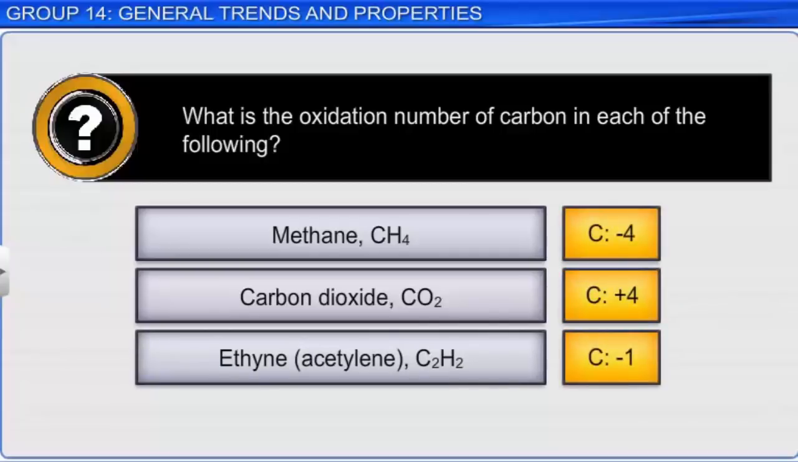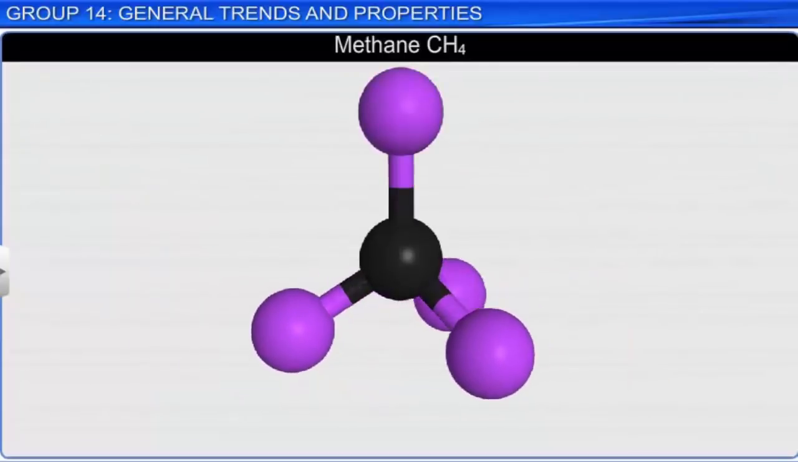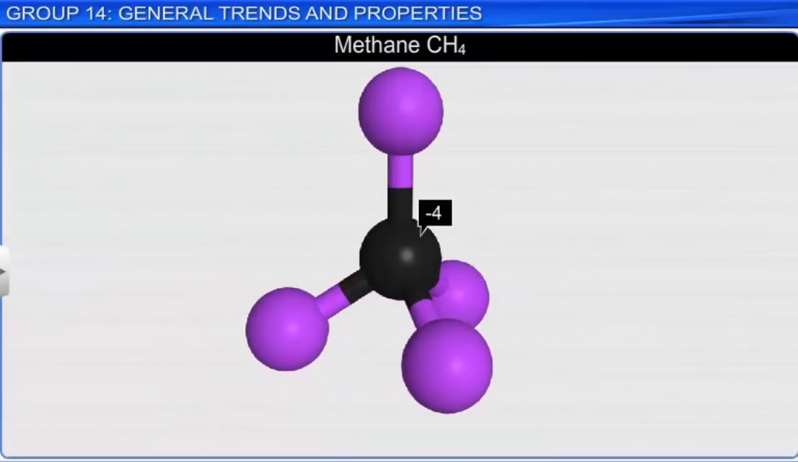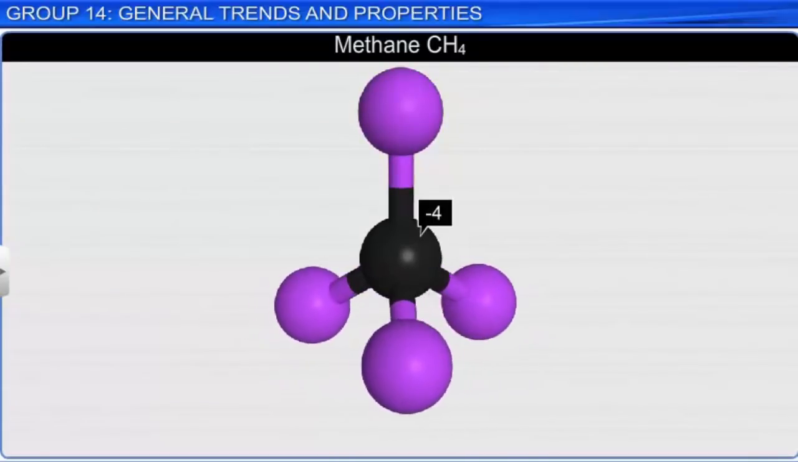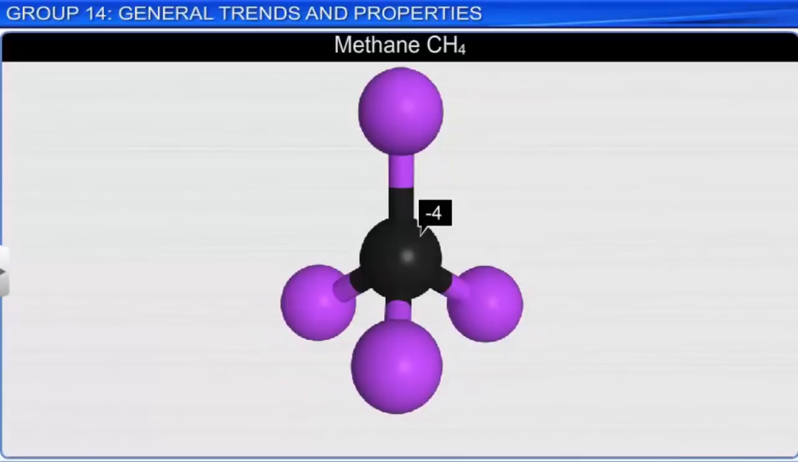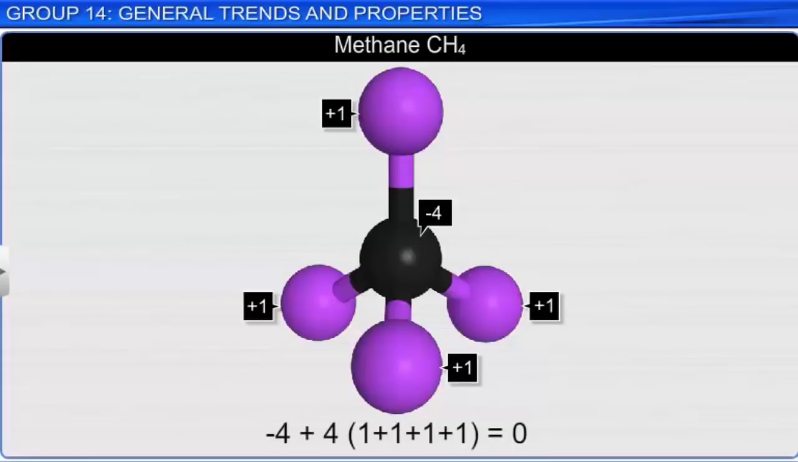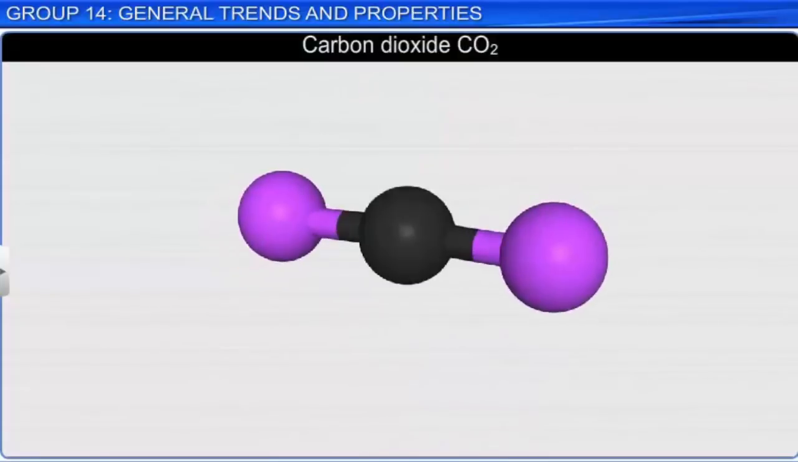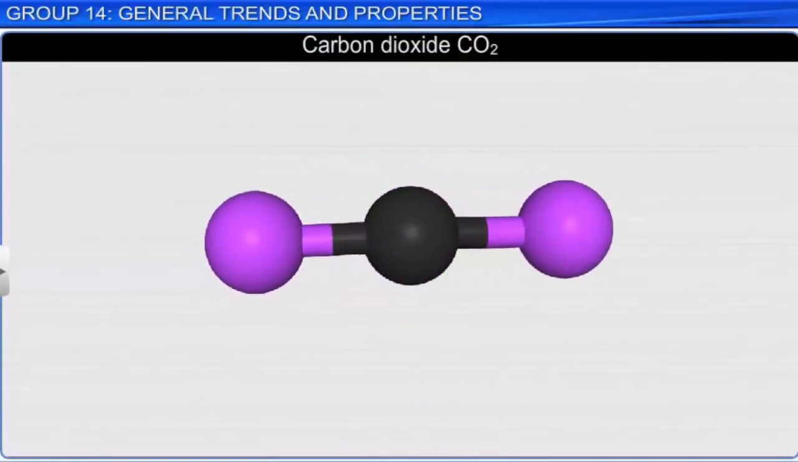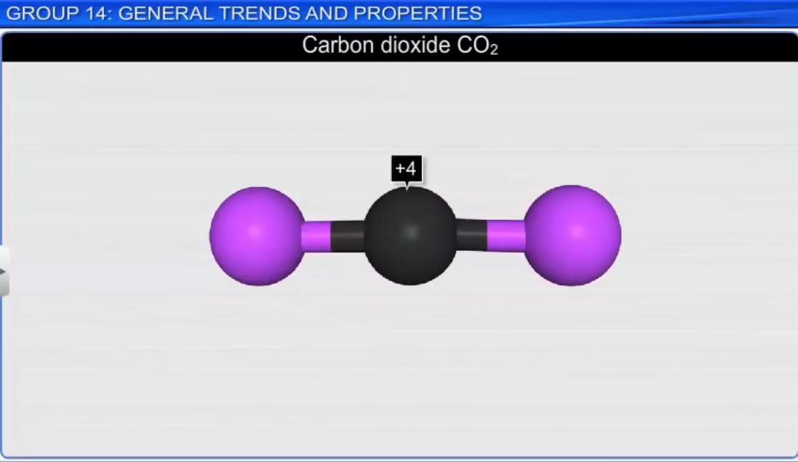Assigning oxidation numbers is an important skill. In methane, the carbon is -4. Remember that in compounds, hydrogen often has an oxidation number of +1. And the sum of the oxidation numbers must be 0 for a neutral compound. In carbon dioxide, the carbon is +4. Each oxygen has an oxidation number of -2 here.